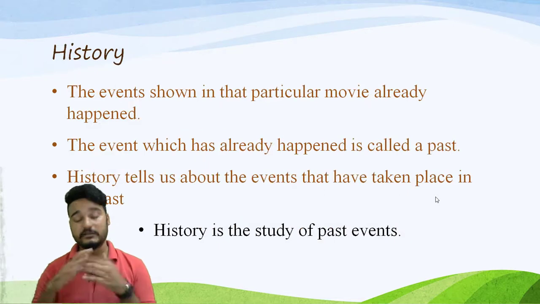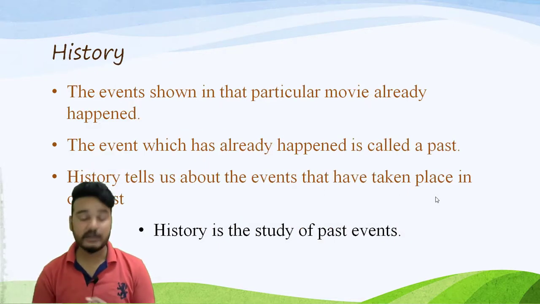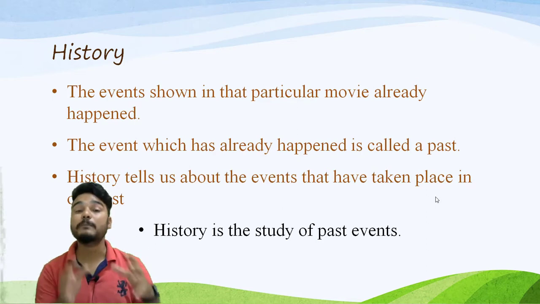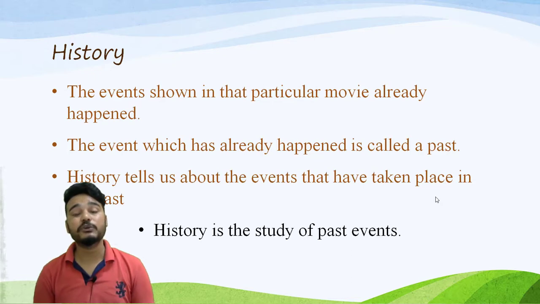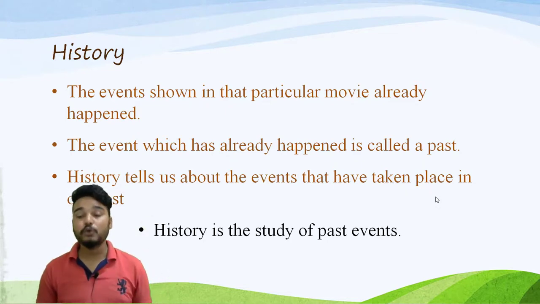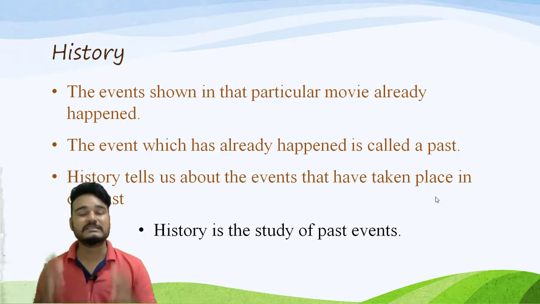So he has read a lot of books. He has gone through many paper evidences, and he has gone through our past events. So the events shown in that particular movie, which have already happened, are not our present events, those are our past events. Those events have already happened, so those are our past. And who informs us about these events? History informs us about these events.